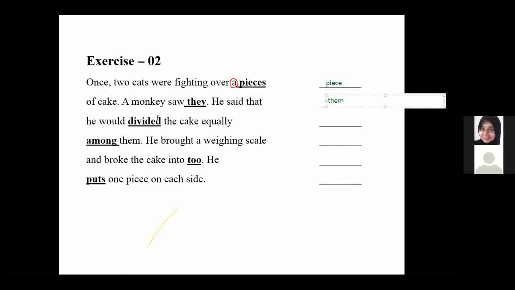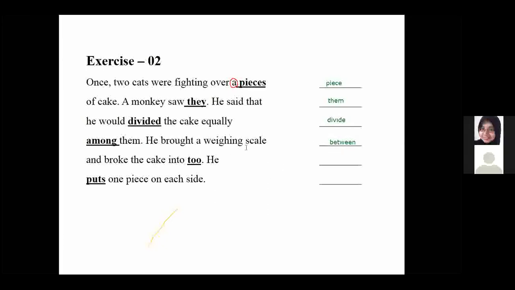He said that he would divided the cake. Now look here, would is a modal verb. I told you modal verbs come with the base form. So what is the base form of divided? Yes, you have got it correct. It is divide. Okay. Next one. The cake equally among them. Among is a preposition. If there are two people, we go with between, not among. Among we use for more than two people. So here the correct answer is between.